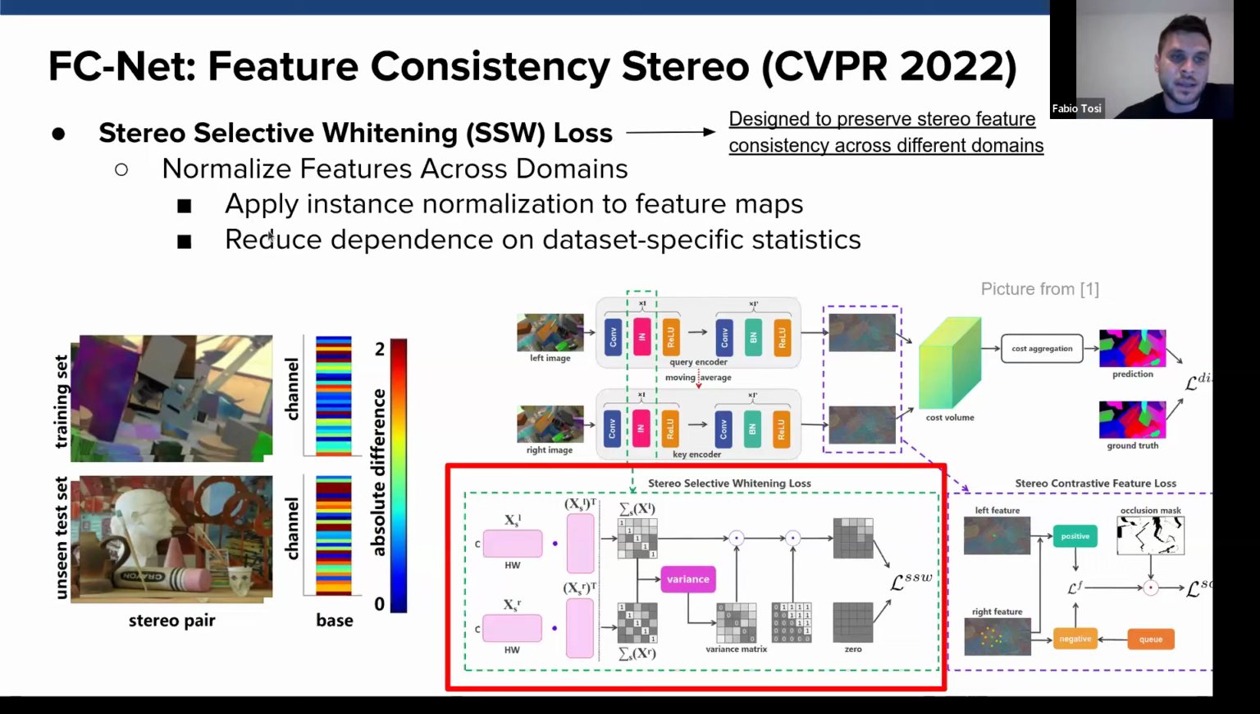For the second loss they introduced, the stereo selective whitening loss, this loss is designed to preserve the stereo feature consistency across different domains. Before applying this loss, they use a different normalization for the features. Typically in these networks, batch normalization is applied. Instead, in this case, they use instance normalization on these feature maps. And they state that this reduces the dependence on data-specific statistics, which instead is a characteristic of batch normalization.